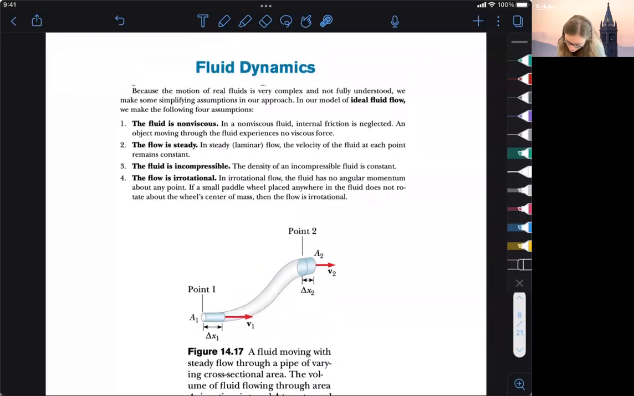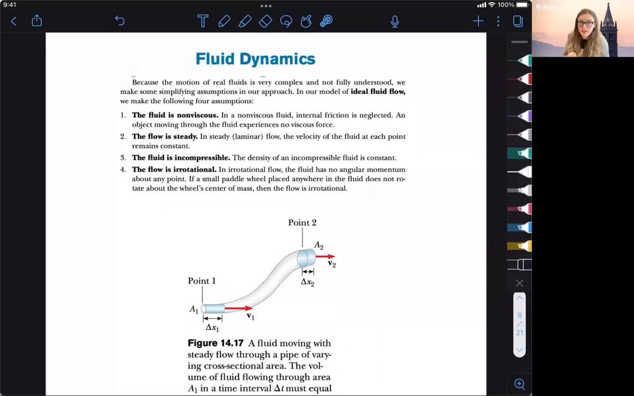Okay, so we looked at some relationships between pressure and volume and density. And now we're going to look at what happens if we're pushing fluid through a system and adding velocity into it. For this class, you are just looking at fluid dynamics in terms of modeling ideal fluids.